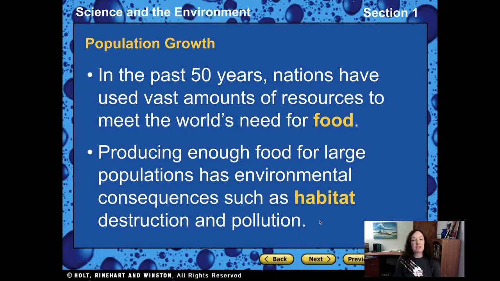So in the past 50 years, nations have used a lot of resources to keep up with our need for food. As our population grows, we need to make more food. Now, as we make more food, more people can live. So it continues to grow as long as we continue to expand our food resources. The consequence, though, is that we have a lot of environmental problems because of that, including habitat destruction and pollution.